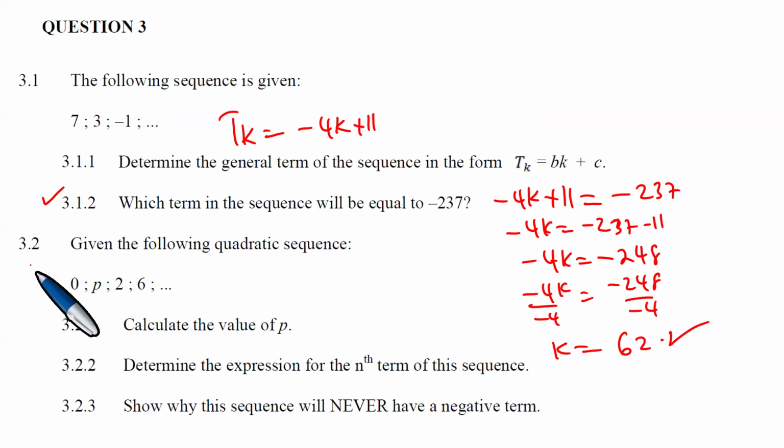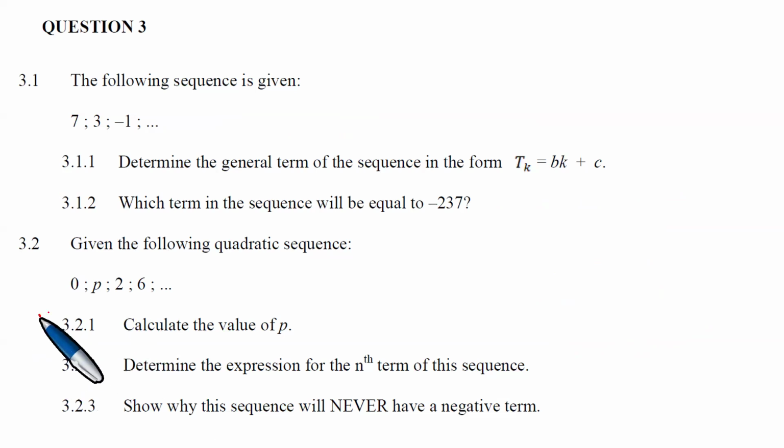Right, obviously in 3.2 now, given the following quadratic sequence, which is 0, p, 2, and 6, calculate the value of p. Okay, the quadratic sequence, what is the value of p? What is the first step here? What is the value of p here?